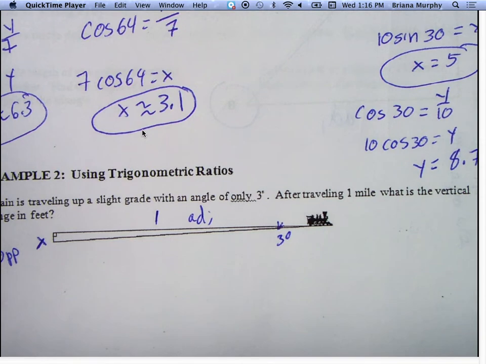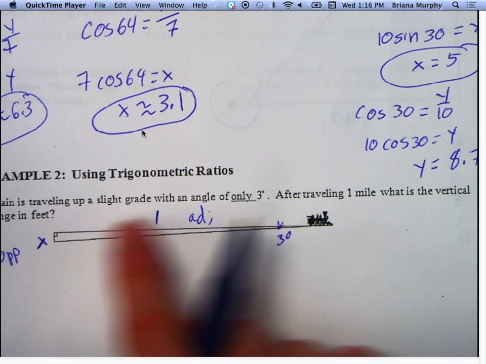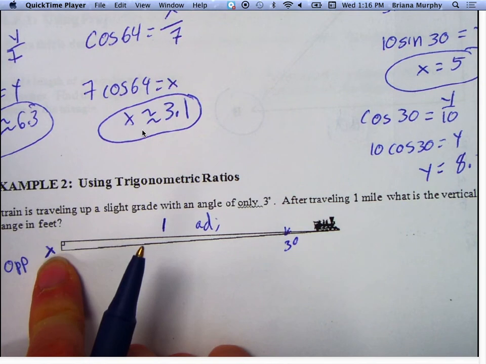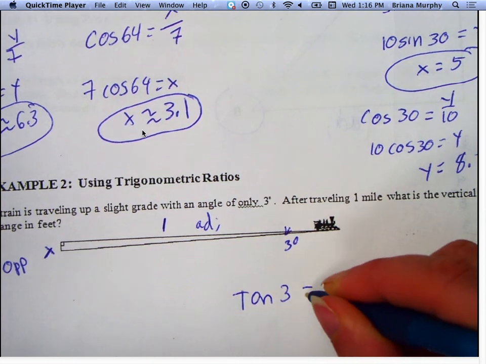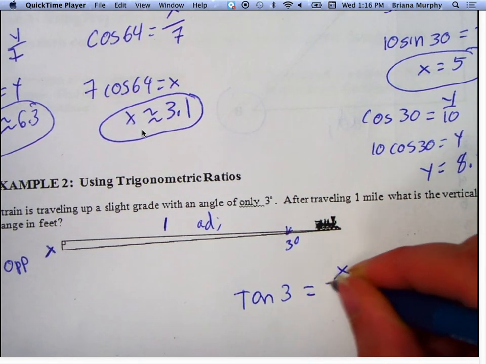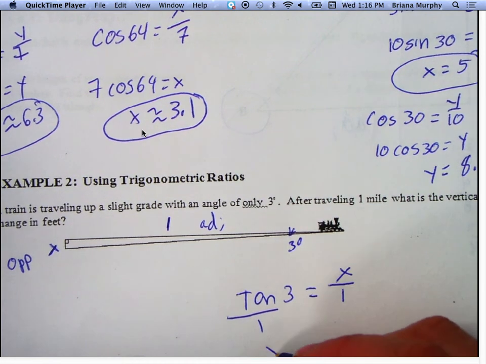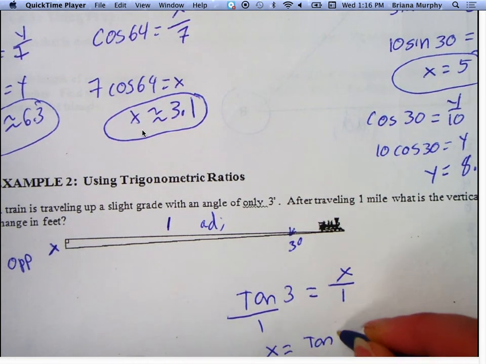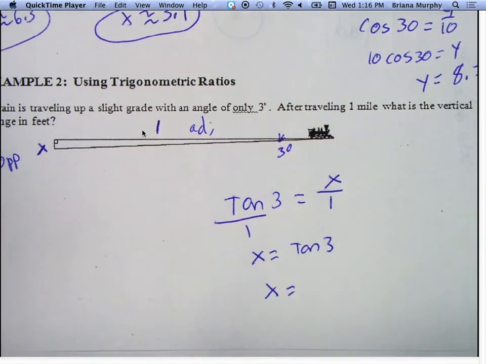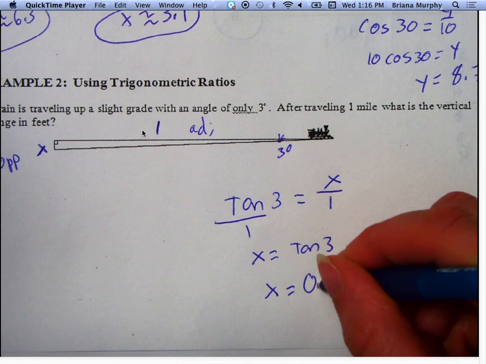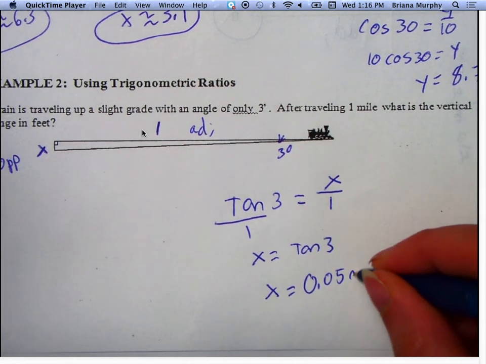1 is my adjacent. X is my opposite. So I'm going to go tan of 3 degrees equals opposite x over adjacent 1. I cross multiply. And then you just simply put the tan of 3 into your calculator. And what do we get, guys? We get 0.05 of a mile.